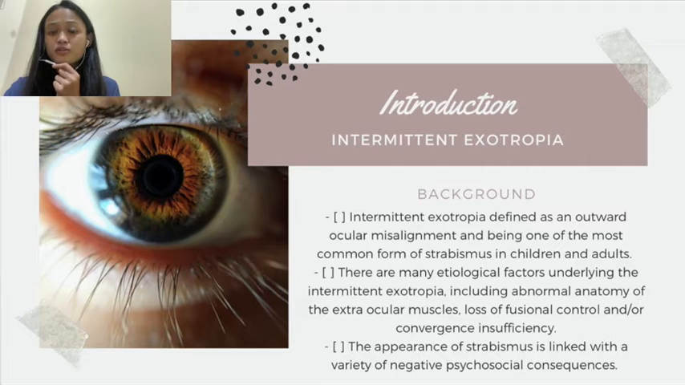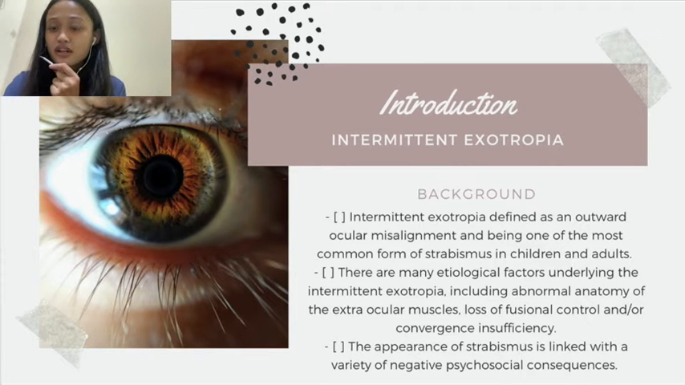Now I'm going to continue the presentation. As we all know, intermittent exotropia is defined as an outward ocular misalignment and is one of the most common forms of strabismus in children and adults. It has been reported more frequently in the Asian population, with the prevalence of exotropia up to 7 to 18.5 times higher than esotropia.